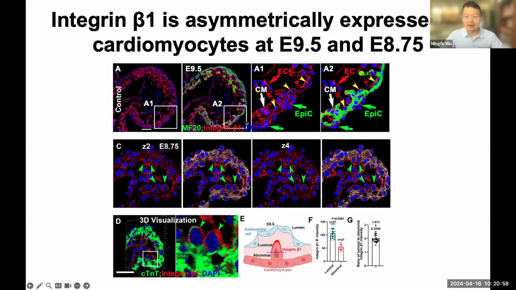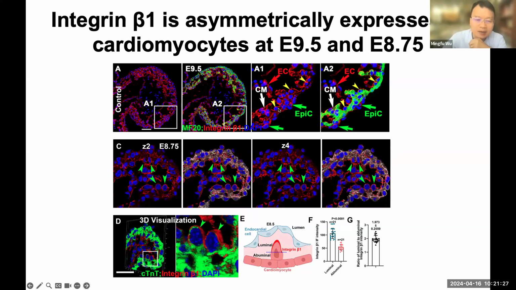And this is a very busy slide. I wanted you to focus on here. You can see the red here is integrin beta-1 staining. The green here is a cardiomyocyte marker. Based on those, you can see the integrin beta-1 is expressed in the epicardial cells here, and also in the endocardial cells here. And what I want to emphasize is integrin beta-1 is expressed in the cardiomyocytes.